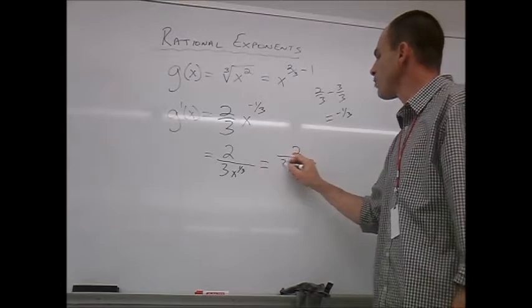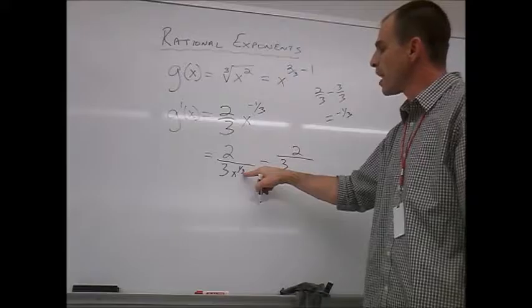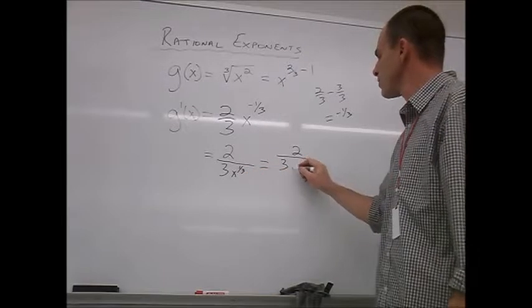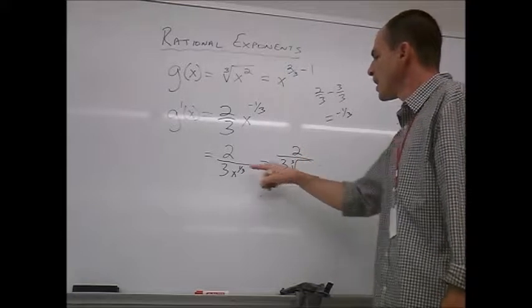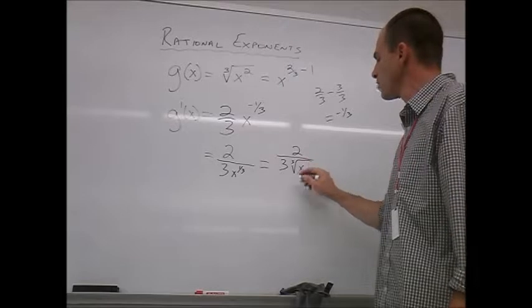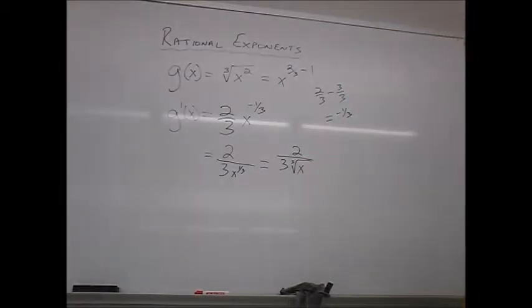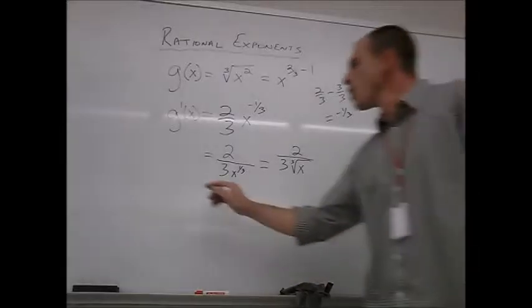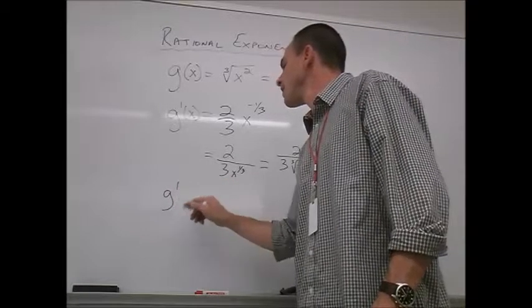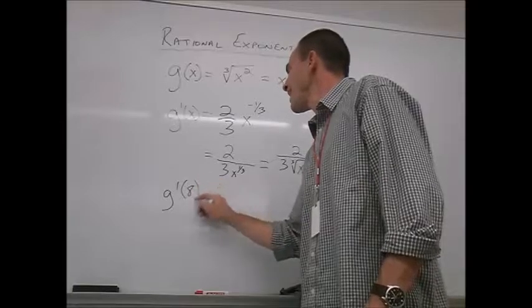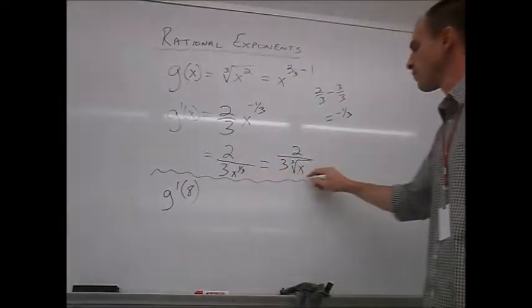So we're going to have 2 over 3. Our denominator of our exponent is a 3, so that means we're taking the cube root. And the numerator of our exponent is 1. So that's the cube root of x. Okay, now, why are we doing this? Well, because you might be charged with finding g prime evaluated at 8. Give myself a little space there.